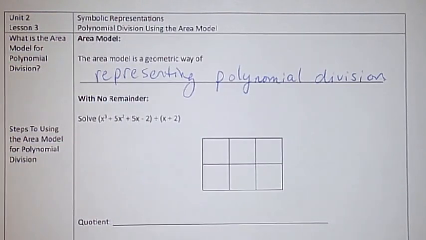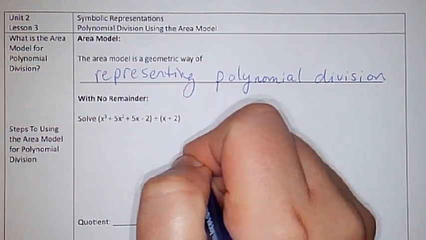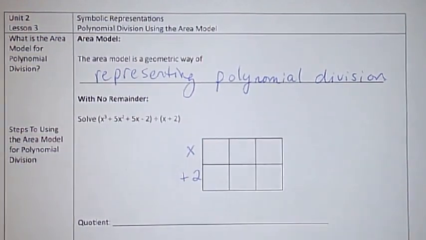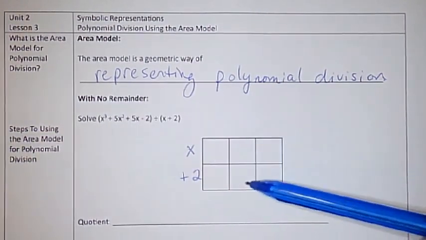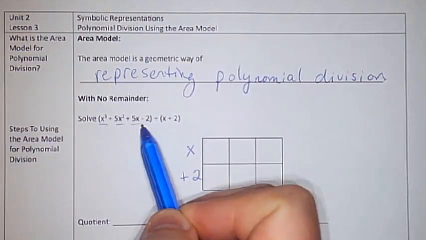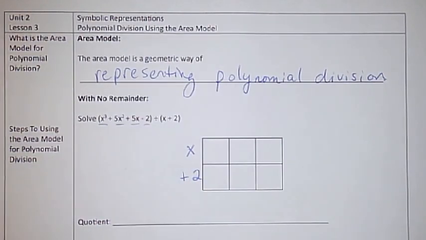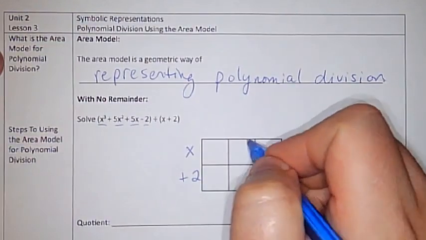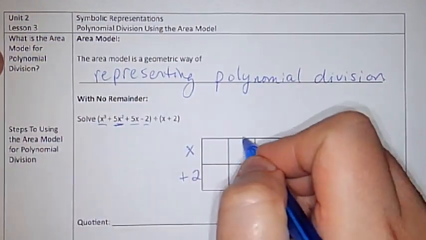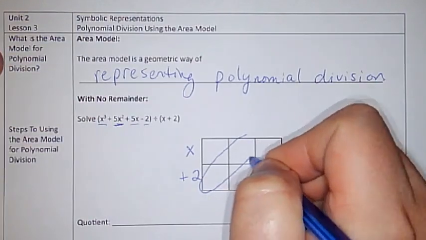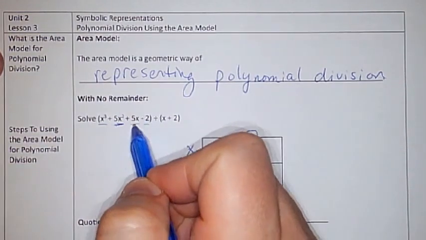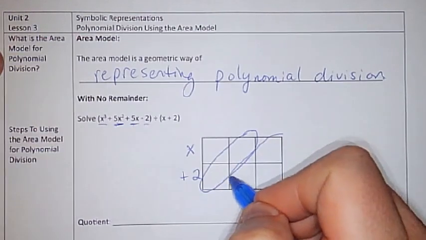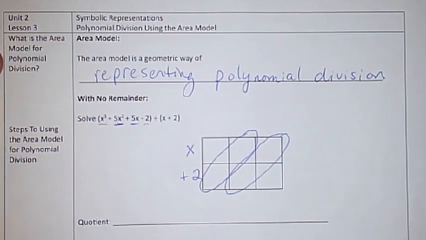The first thing I'm going to do is write my divisor along the side of my boxes. So I'm going to put x, and plus 2 down the left-hand side. Now, inside here you will notice there are 6 boxes, but when I look at my dividend, there are only 4 terms. The reason for that is because this 5x squared will actually be the sum of these 2 boxes along this diagonal. This term of 5x will be the sum of these 2 terms along this diagonal.